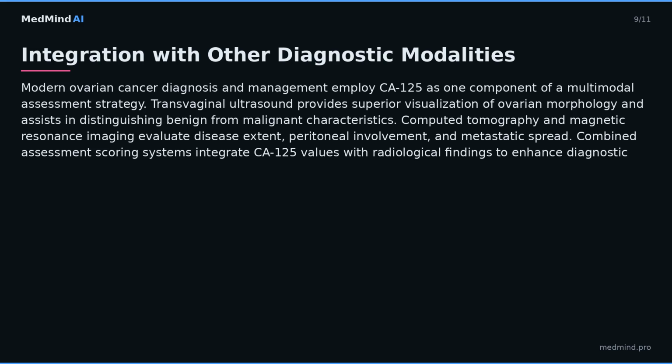Combined assessment scoring systems integrate CA-125 values with radiological findings to enhance diagnostic accuracy. Clinical examination findings, patient symptomatology, and risk factors further inform the diagnostic evaluation. This integrative approach maximizes diagnostic sensitivity and specificity while minimizing unnecessary interventions for benign conditions. The combination of elevated CA-125 with imaging evidence of a complex adnexal mass, ascites, and peritoneal involvement substantially increases the likelihood of malignancy and warrants urgent specialist referral.